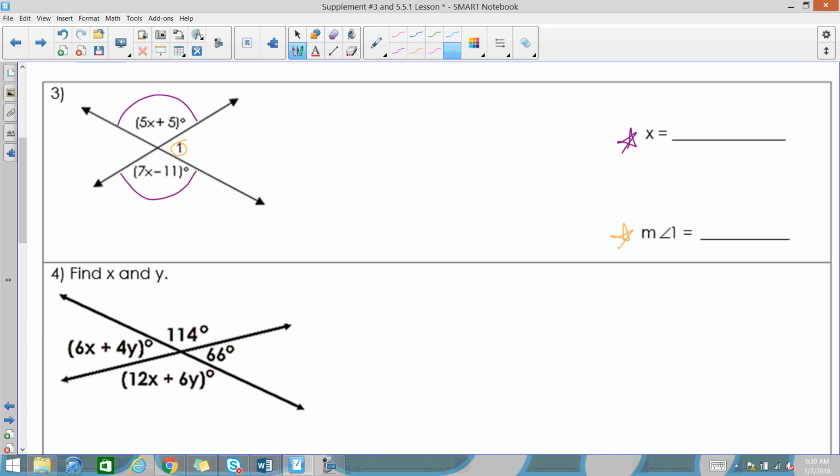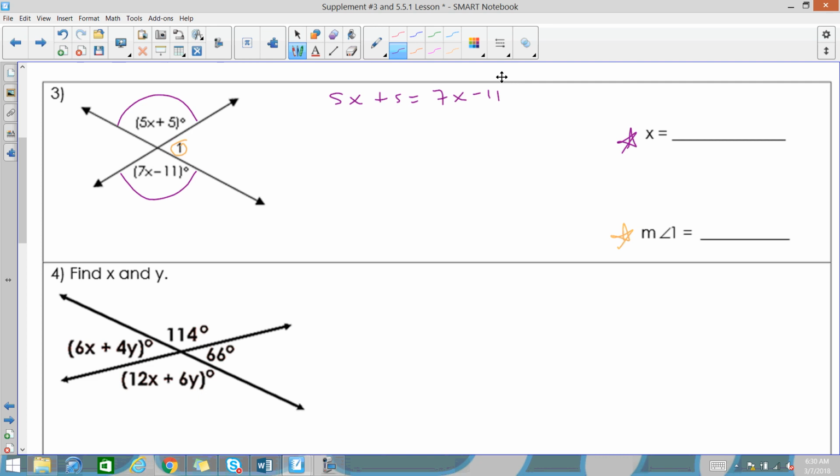But angle 1 isn't going to help me find the value of x. Looking at the 2 angles that have x, 5x plus 5 and 7x minus 11, what type of angles are they? They're vertical. They're congruent. So I'm going to go 5x plus 5 equals 7x minus 11. Sorry, the computer's acting up again. And that is the equation that's going to help us find x.